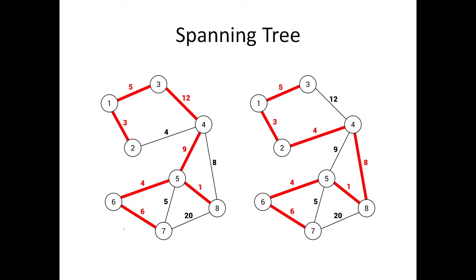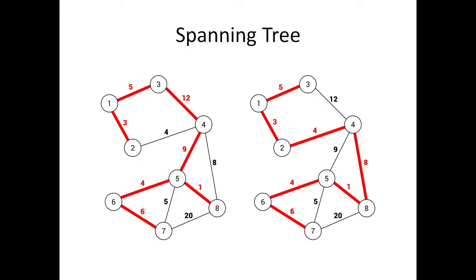And how can the weight of a spanning tree be calculated? By summing up all the weights of the edges. All the edge weights we can sum up and call that the total weight of the spanning tree. Now, what is a minimal spanning tree? Suppose a graph has 3 or 4 spanning trees or more than that. If there is one spanning tree which has the least weight, 1 or 2 depending on the weights, that is the minimal spanning tree.